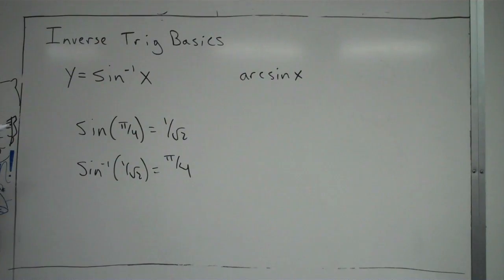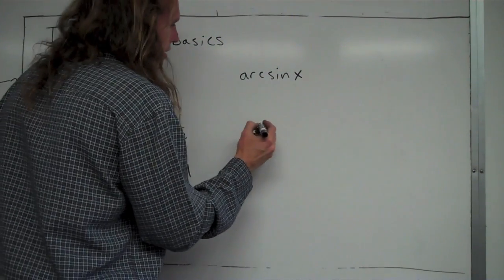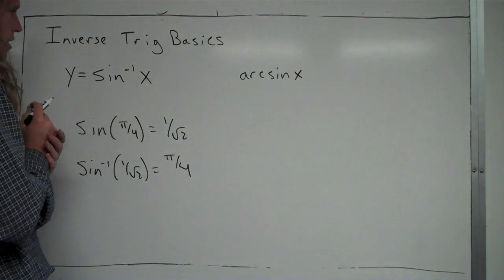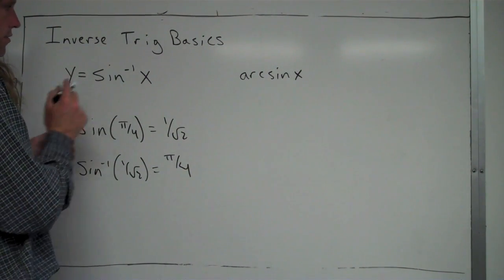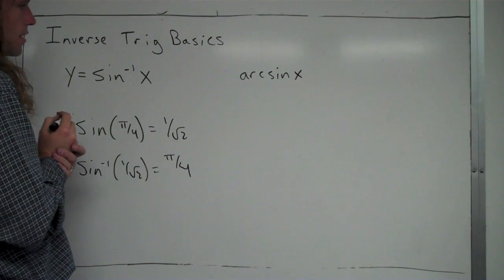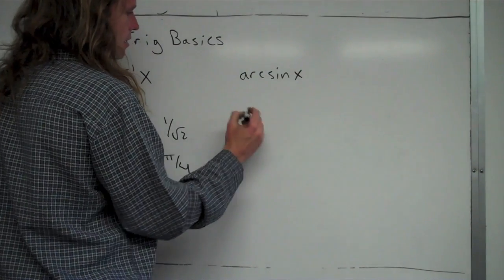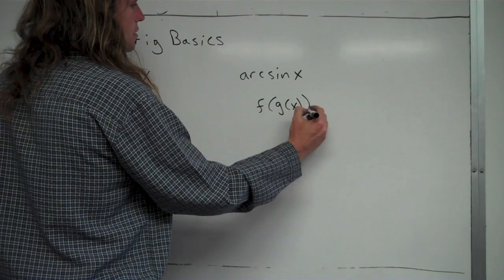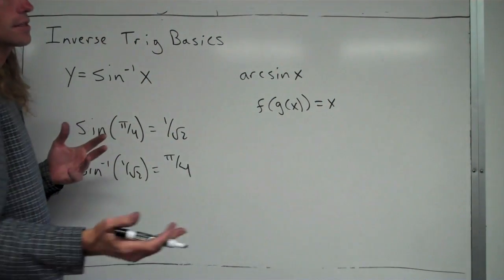One other thing that is helpful is in solving equations. So if you ever had something where you wanted to solve a trig function, you could use the idea that inverse sine and sine are inverses of one another. Since inverse functions have the property, remember, for instance, f of g of x equals x, and same with g of f of x equals x.